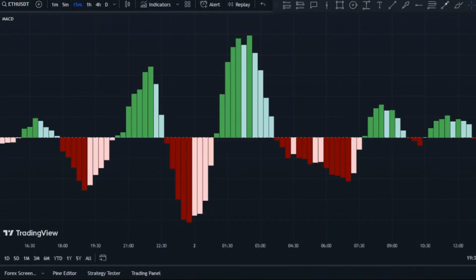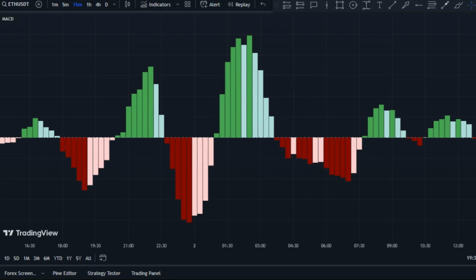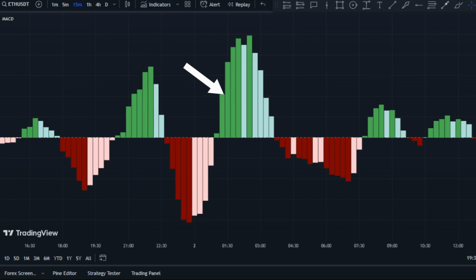The MACD histogram's color will serve as a confirmation tool for the alpha trend indicator's generated signals. When the MACD histogram is green and above the zero line, the buy signal is corroborated and we can enter a long position. Conversely, if the histogram is red and below the zero line, the sell signal is confirmed and we can take a short position.